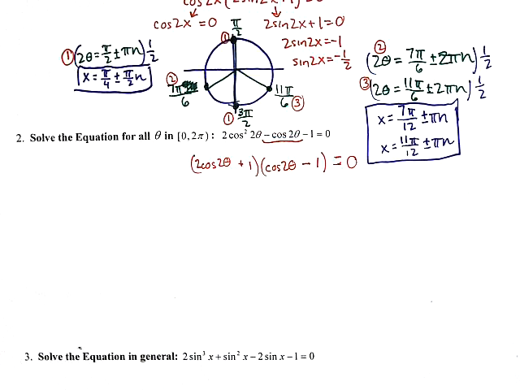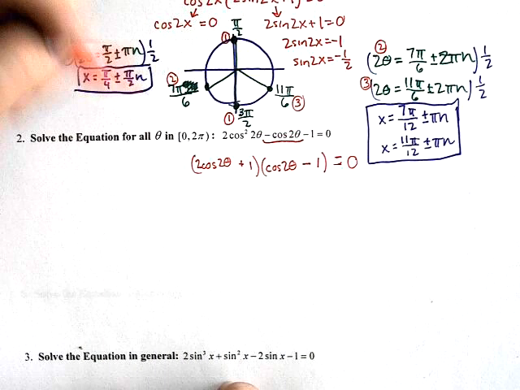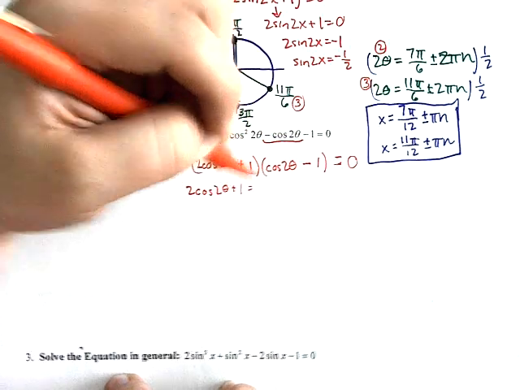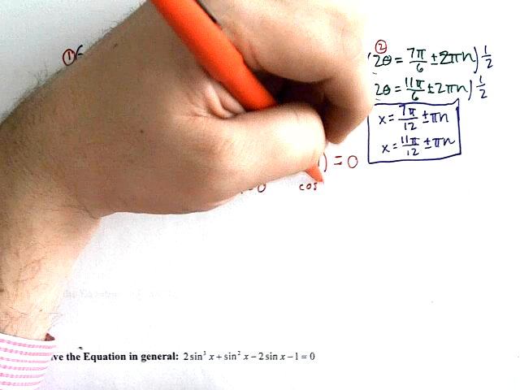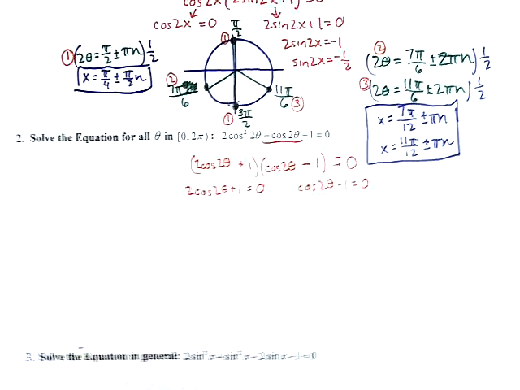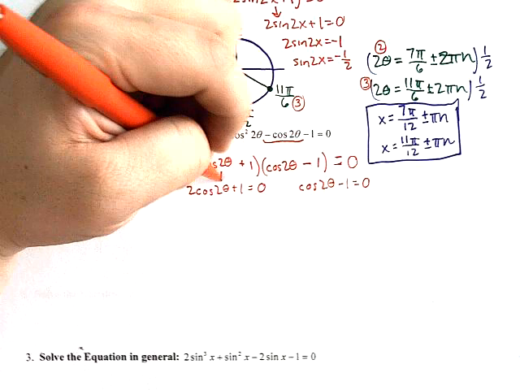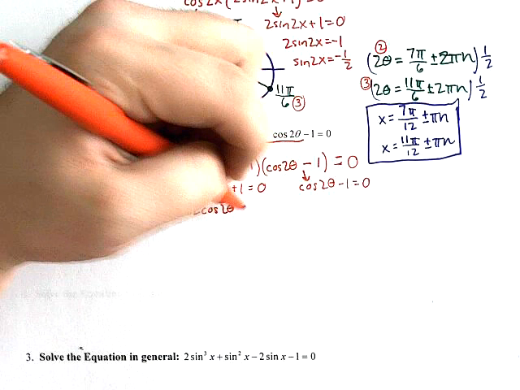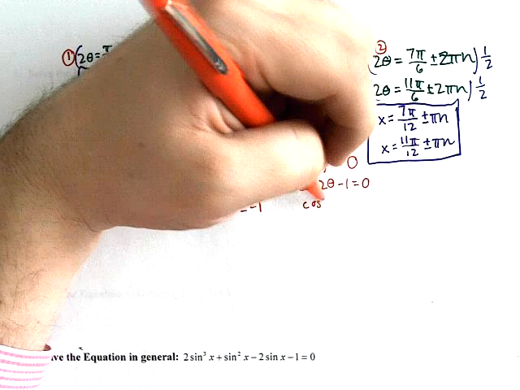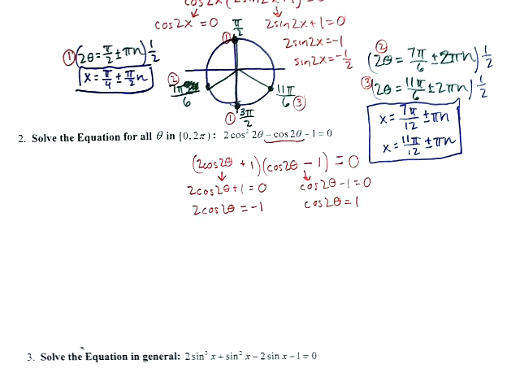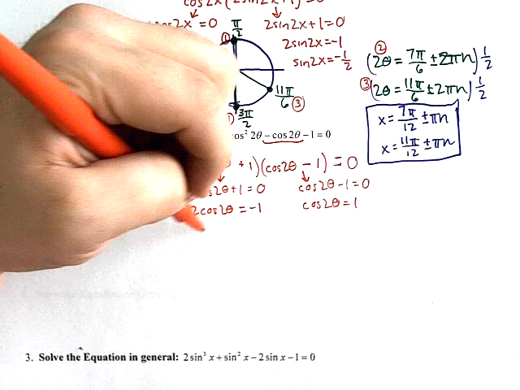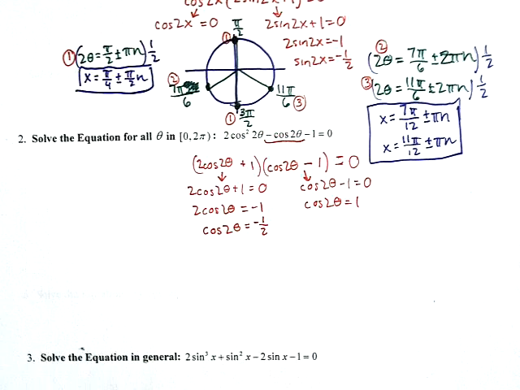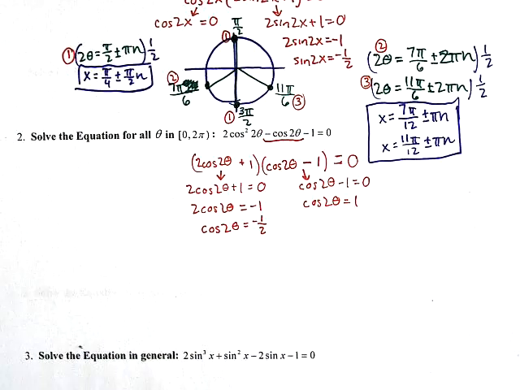Because now that we have this, it's the same thing as before. 2 cosine 2 theta plus 1 equals 0, cosine 2 theta minus 1 equals 0, and I solve using the zero product property. So 2 cosine 2 theta equals negative 1, and cosine 2 theta equals 1. I just need to do a little bit more work on this one. Cosine 2 theta equals negative 1/2. This looks good.